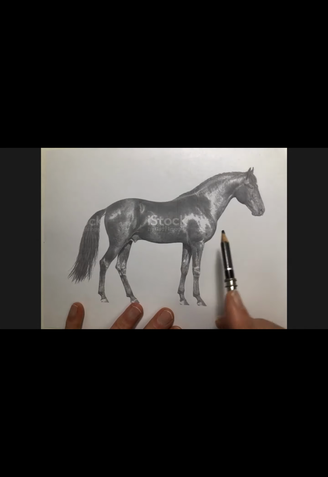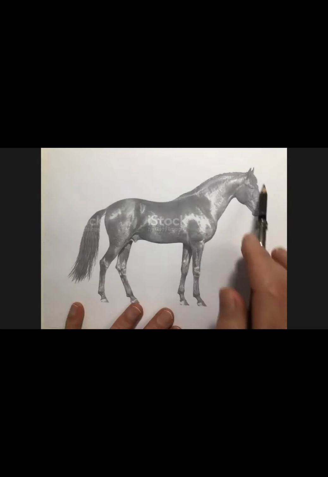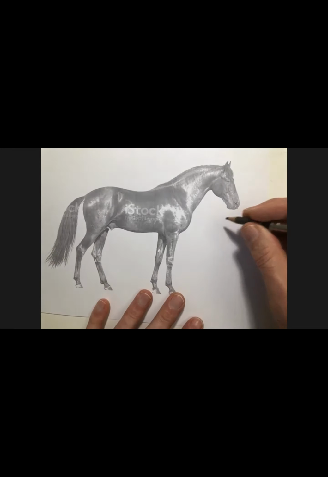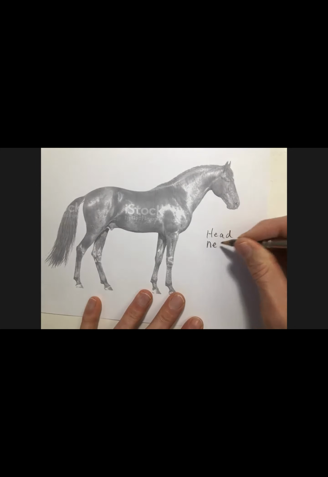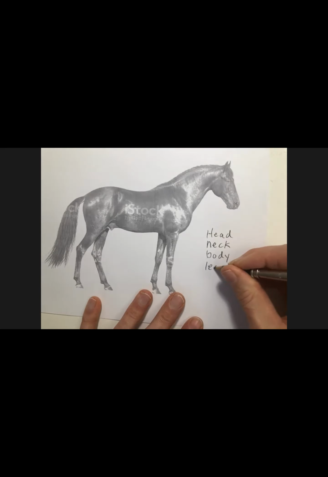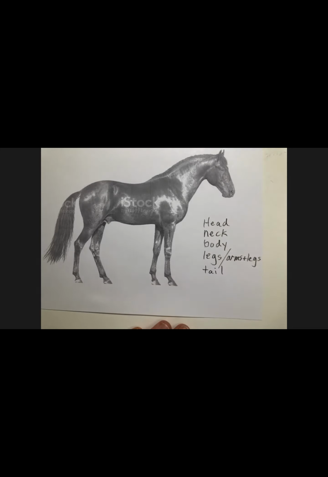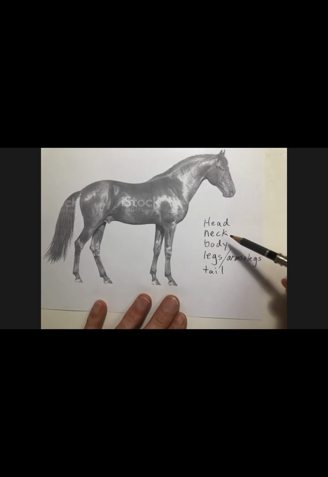All right, so any sort of animal or human, we really reduce it down. Your main elements are going to be different, but there's the head, the neck, the body, and the legs, or if it's a human, arms and legs. And then if you're talking about animals, depending on how important it is, the tail is also part of that. And then each of these might break down into smaller bits. Okay.